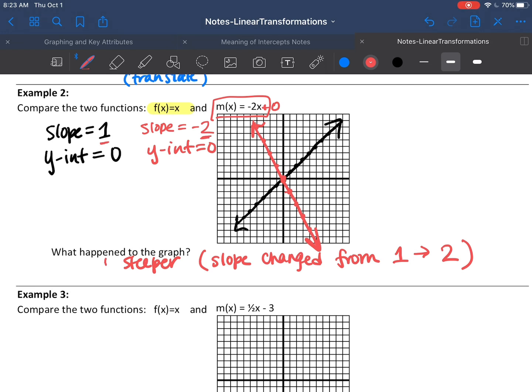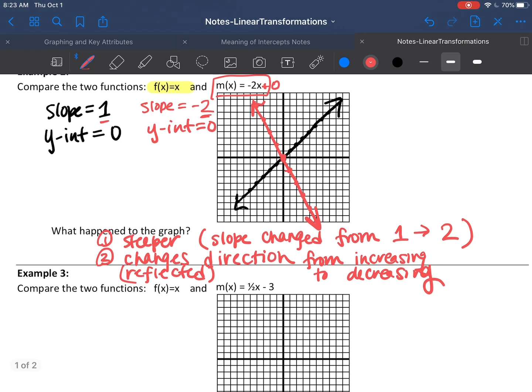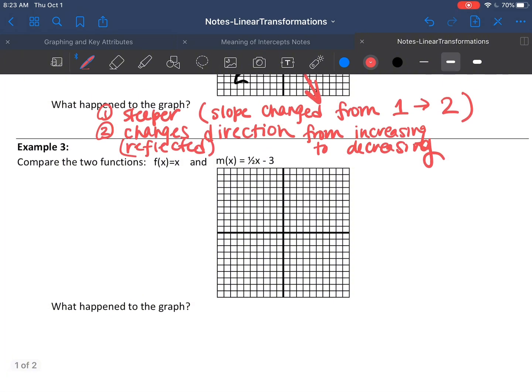The second change is that it changed from increasing to decreasing. The way they say that on the STAAR is they say it changes direction, or they may even say reflected. So it's changing direction from increasing to decreasing. It's going down the mountain now. Okay, and for example 3, I'm going to restart the video one more time.